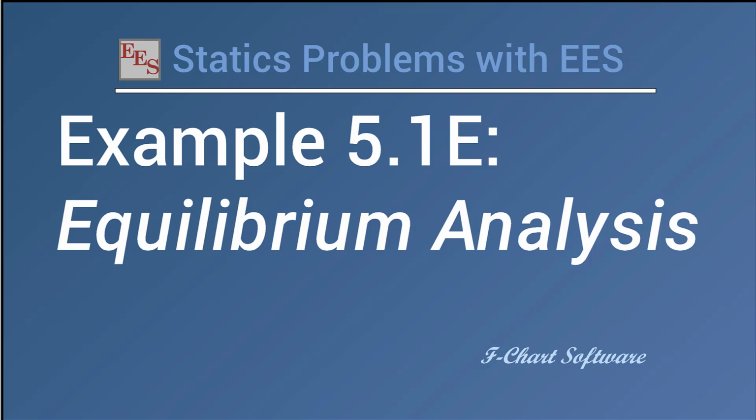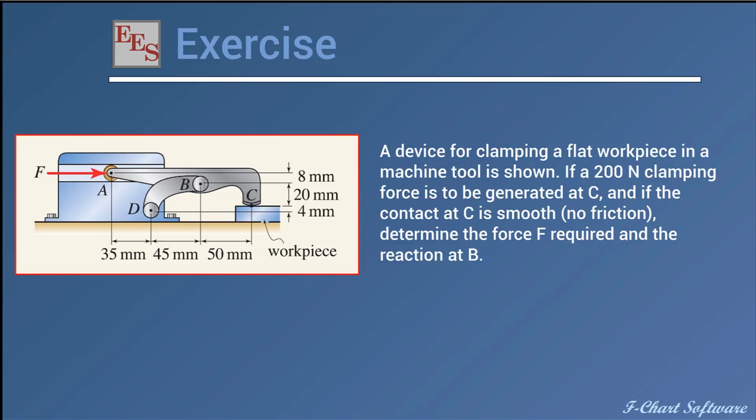Alright, so this is example 5.1 from the text, and you can see it consists of this device for clamping a flat workpiece in a machine tool, and that device is this sort of curved piece. It tells you that you need a 200 Newton clamping force at point C, and that there's no friction at point C, so that means there's no X component of the force there. There's only going to be a Y component, and that Y component needs to be 200 newtons.